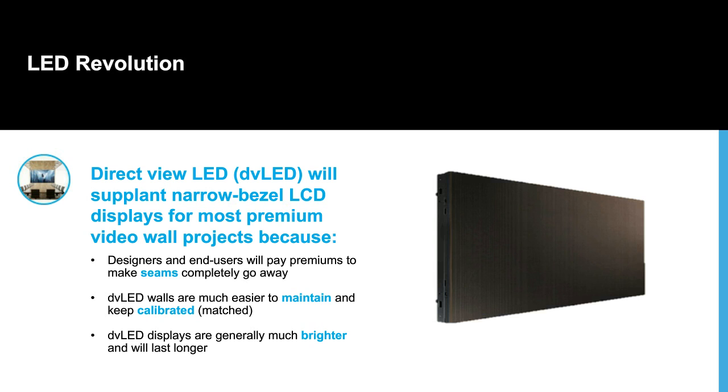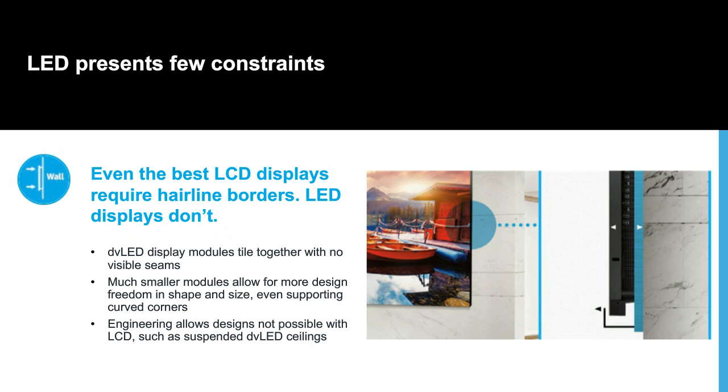The cool thing about LED is that it presents very few constraints for designers. With LCD, even the best displays are going to have hairline borders, which are called bezels. And what happens is you have these seams that are created when you put those bezels together. So even with very, very narrow LCD video walls in terms of their bezels, you're going to see grids in between or that bisect the images. That doesn't happen with LED. There are no visible seams.